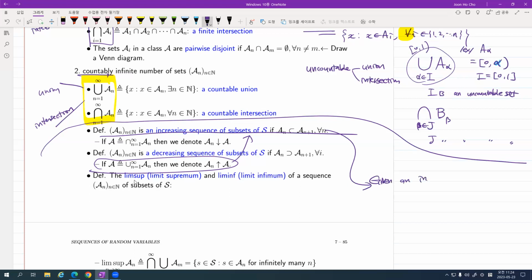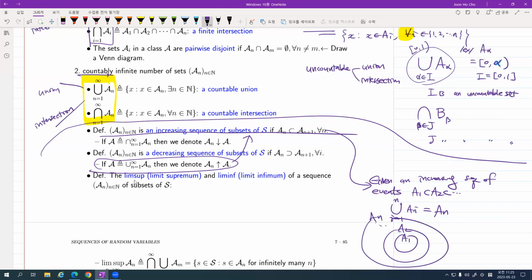So given an increasing sequence of events or subsets, right? Your countable union, truncated up to n, equals what? What is that? A sub n, right? Because here is your A1, here is your A2, dot, dot, dot. And if you stop at the nth union, then you have this one, right?